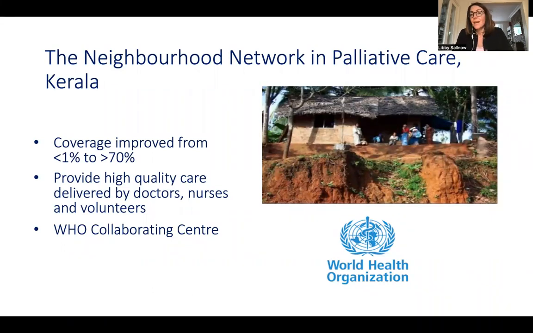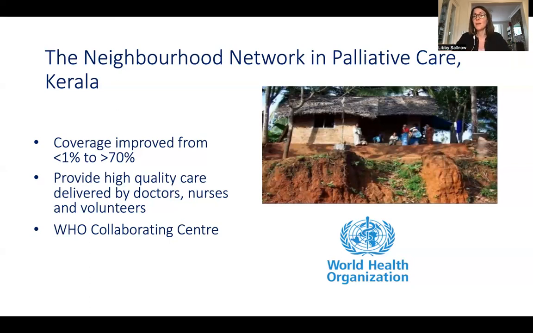So probably the first and the most well-known compassionate community developed in Kerala, in the southern state of India, started in kind of 1993, but really developed properly in 2001. And this neighborhood network in palliative care tried to tackle the challenge that people who needed palliative care were not getting it. So under 1% of people who needed palliative care were getting it. And they transformed that to over 70% by this new model that they developed. It's now a WHO collaborating centre, recognised as providing an amazing model that is now being replicated all over the world. And they provide the actual clinical care, the medical care is done by nurses and doctors, but this is a small component of it.